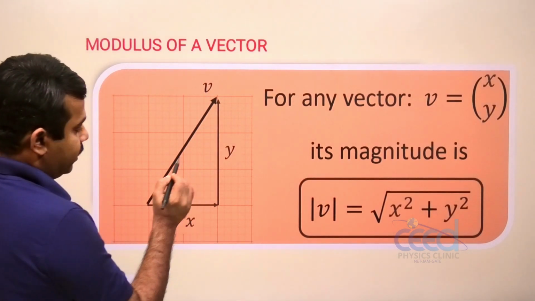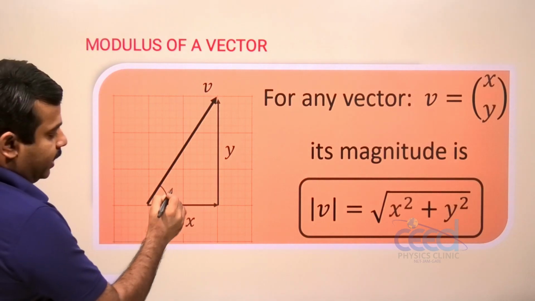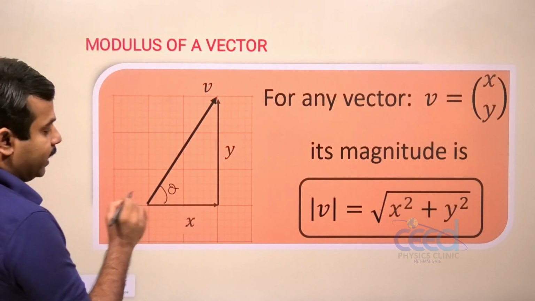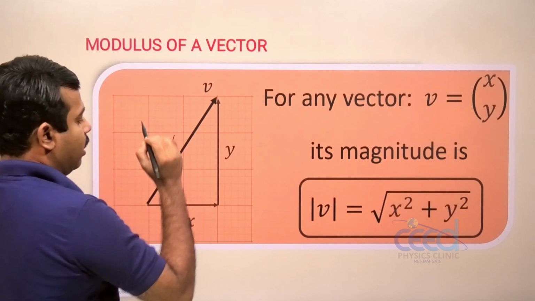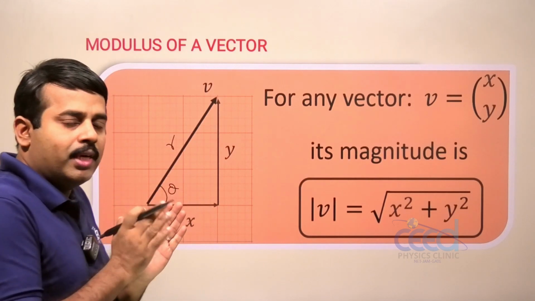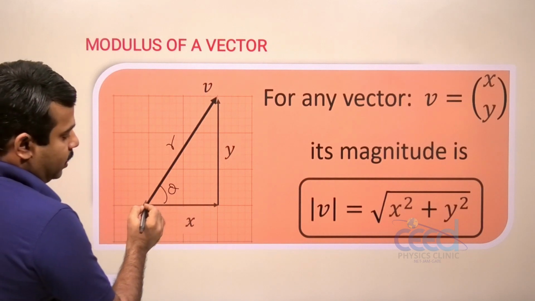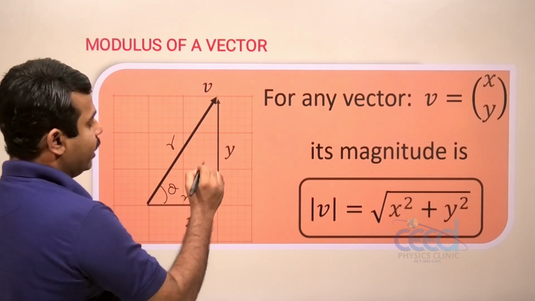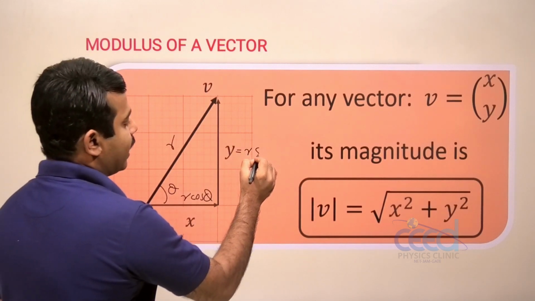Suppose you have a vector like this. If this angle is theta, and this x, this is the resultant r. Now using trigonometry also we can represent. What is x? x is equal to r cos theta. What is y? y is equal to r sin theta.